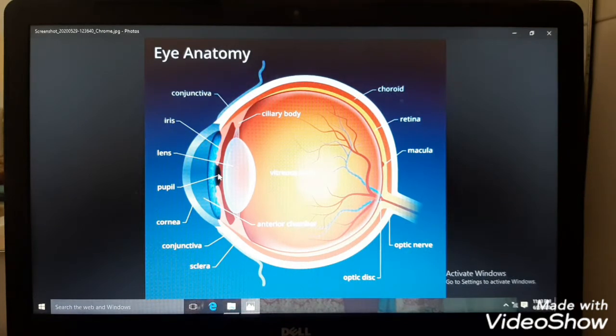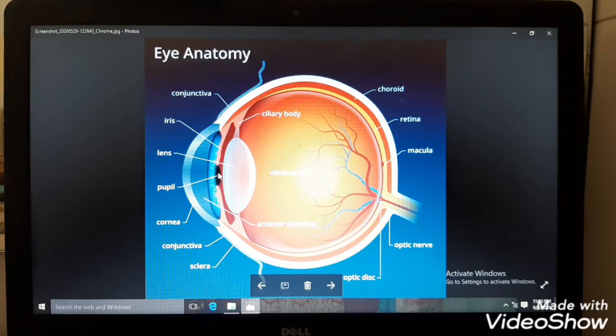Pupil is actually the middle portion of iris. It is nothing, it is just a hole in the iris. Iris is in the shape of a ring. Can you see this? This is the side portion, the side view of the eye. Iris is actually a ring, so there is a hole in between which is known as pupil.